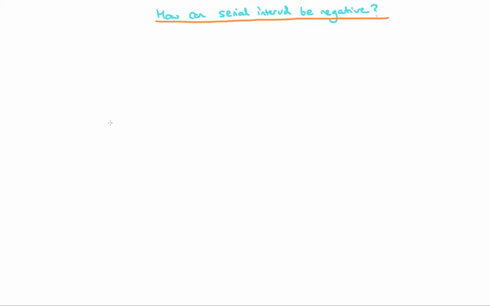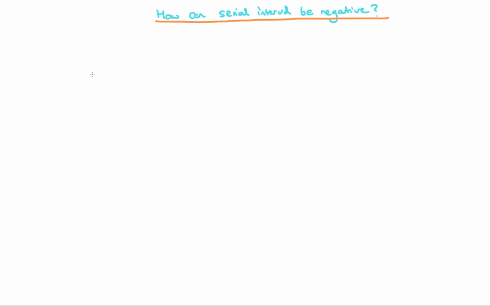In this video, I want to talk more about the serial interval, and specifically I want to explain how the serial interval can actually be negative. So let's just remind ourselves what the serial interval is. The serial interval is the amount of time which elapses between a first individual becoming symptomatic after they've been infected with the disease, and then a subsequent person whom they infect becoming symptomatic.